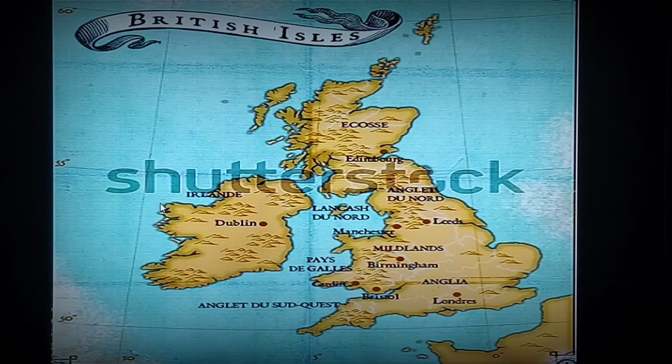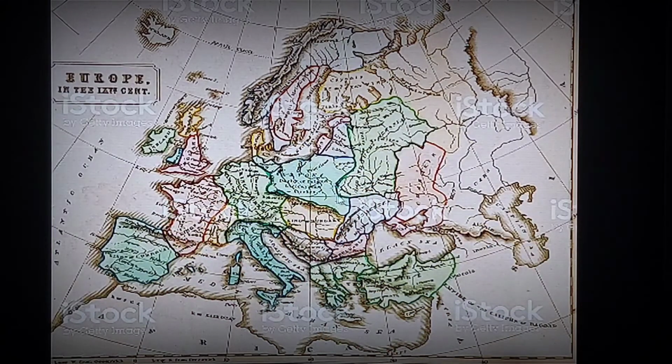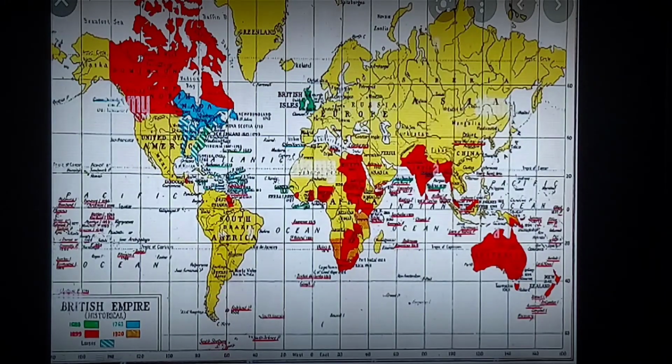You can see Britain. This is Britain. This is Europe, Portugal, Spain. This is Britain, France. This is Europe. These are the colonies captured by European countries in red color. So Sri Lanka, India, America, Australia, you can see. Those are the colonies captured by European people. Especially the British, they have captured a lot of areas.